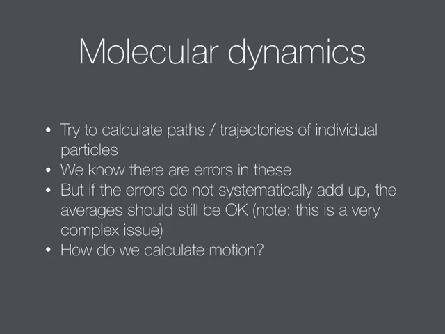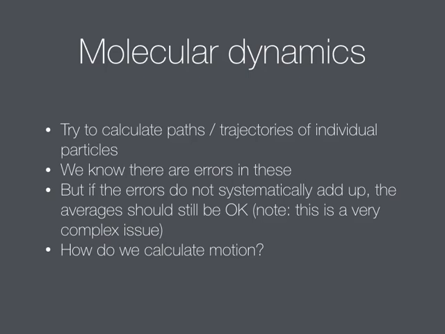Okay, so if we're going back to molecular dynamics, some basic considerations here. We try to calculate paths or trajectories of individual particles, which are of course coupled. We know that there are errors in these because of the model and because of the integration. So how do you make sure that your results are reliable? Well, the main thing here is that errors should not add up systematically. Then the averages should still be okay. Yeah, that's how things work here.